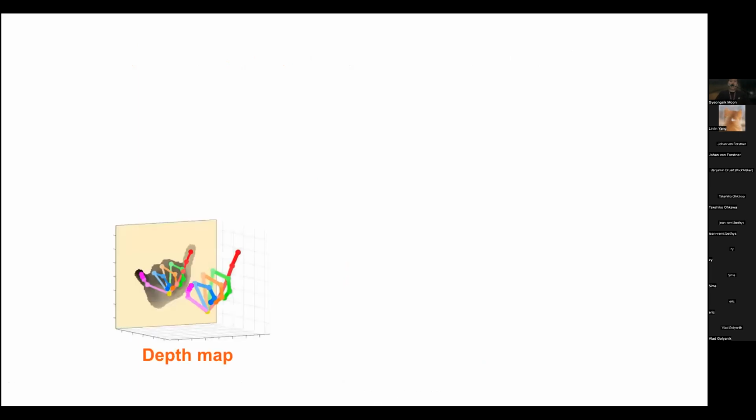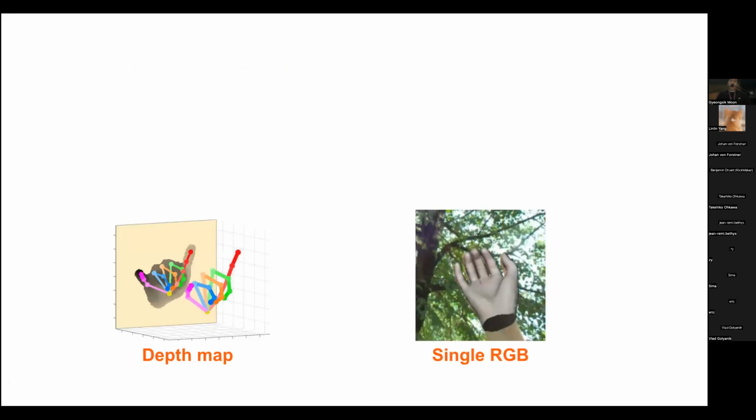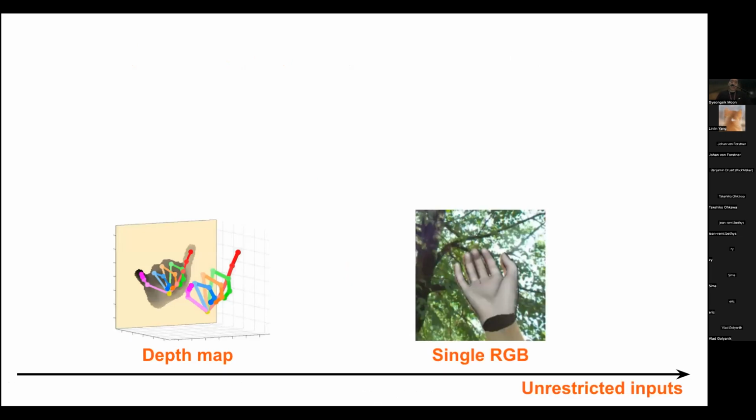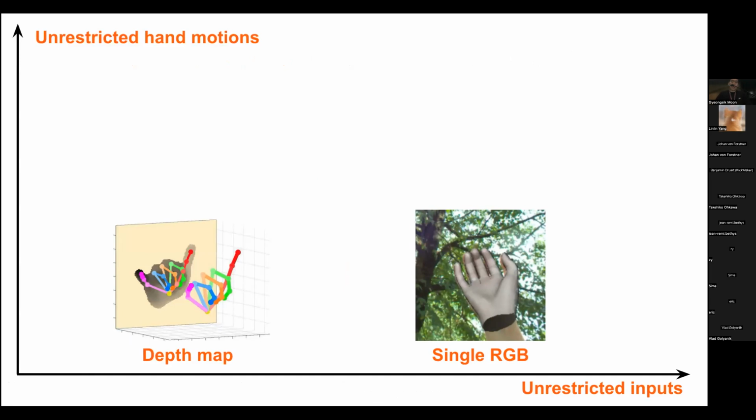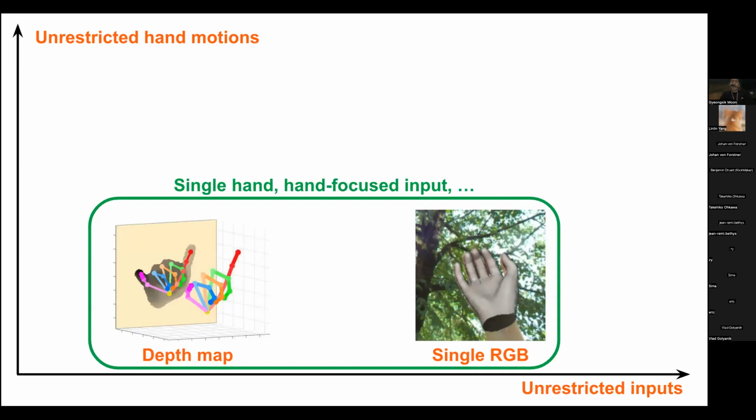So let's summarize how the community has changed. First, starting from depth-map-based, the community switched the direction to RGB-based. This could be seen as using unrestricted input, because RGB is definitely more affordable data for people to get using a single mobile phone. But let's create the other axis, unrestricted hand motion. At that time, there were some assumptions on those methods, like the input should contain only a single hand, and the input should be hand-focused. So it's time to investigate the other direction towards unrestricted hand motions.